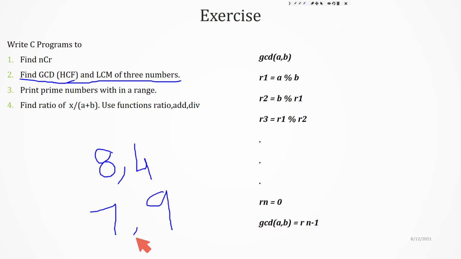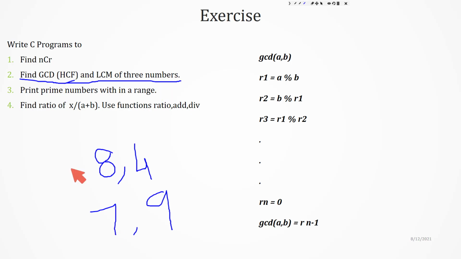What about 7 and 9? Please comment the answer in the chat box. GCD of 7 and 9. Okay. GCD of 7 and 9 is 1, because the highest common factor for 7 and 9 is 1. 7 has some factors, 9 has some factors, and the highest common factor is 1.